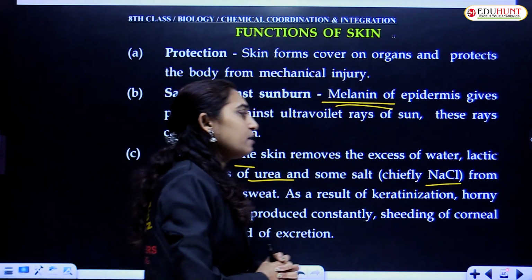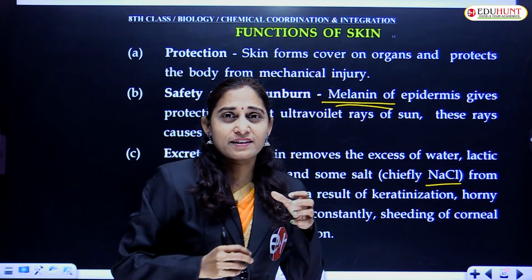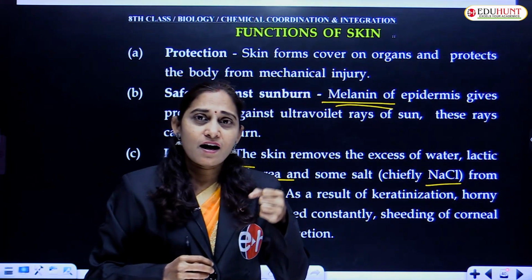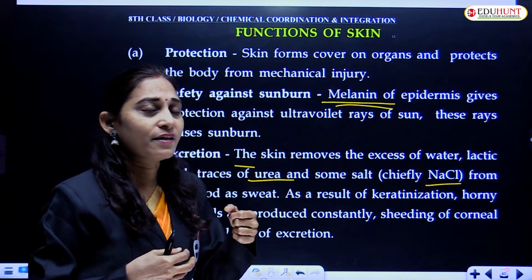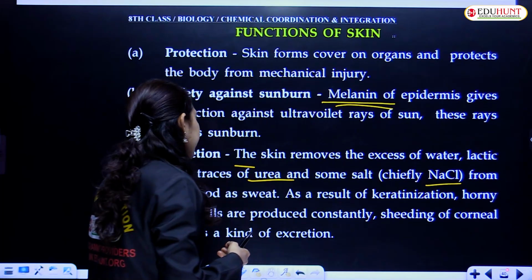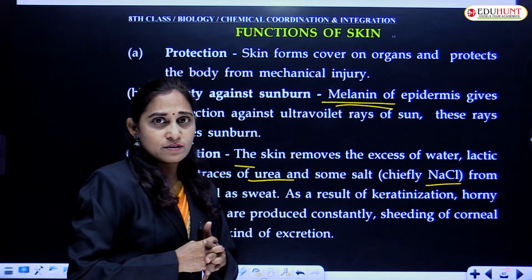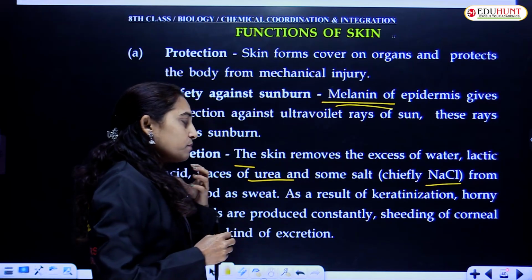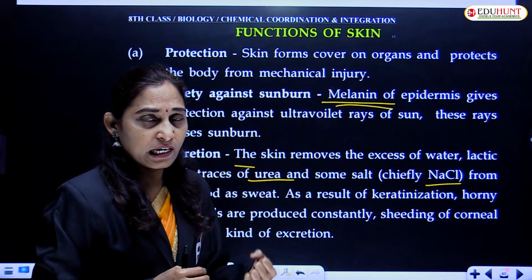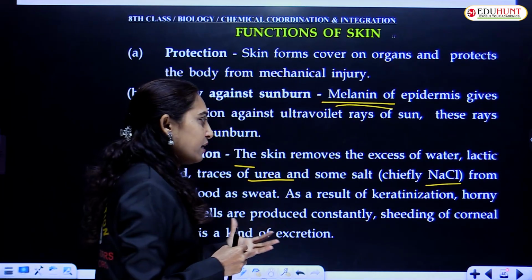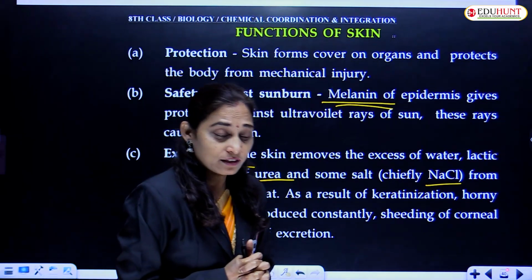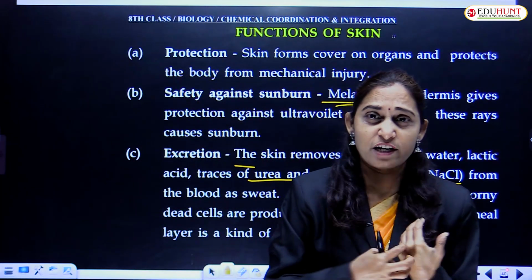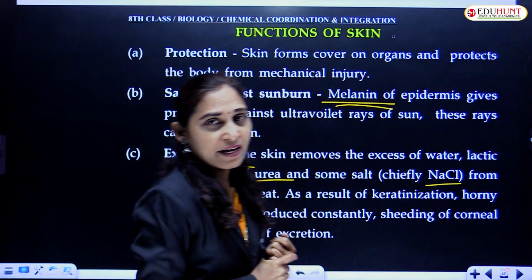And as a result of keratinization, keratin is a hard substance. We have seen keratinization in hair. Even in the horny layer, dead cells are produced constantly, and shedding of the skin occurs. Shedding of the corneal layer is a kind of excretion. We call this also excretion. Shedding of skin is a kind of excretion.